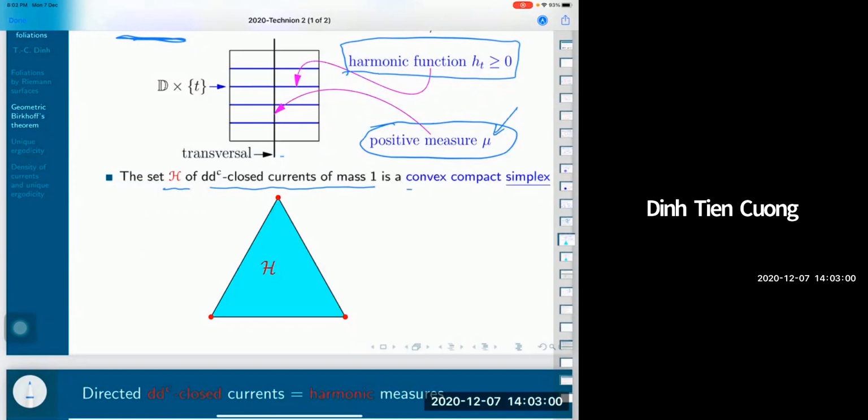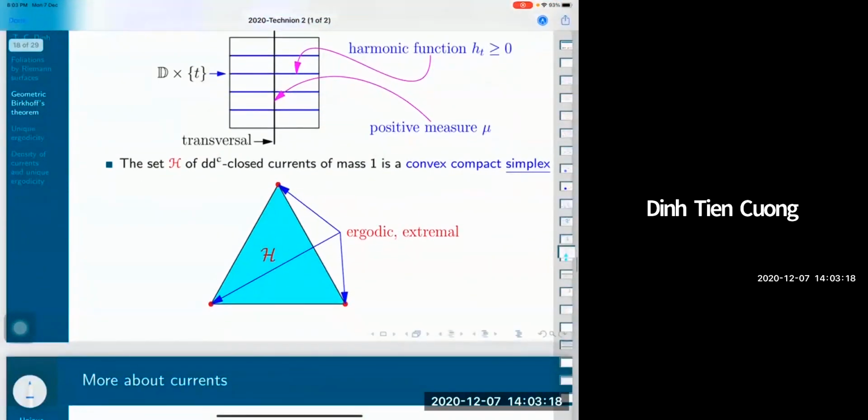And then in this case, you have a convex, compact simplex. So it looks like a triangle like that, but the dimension can be infinite. So we might have a situation where the dimension is infinite. Let me show you another picture. So it looks like a triangle here. So you have some extremal elements, like the vertices of this triangle. They're called ergodic currents, or ergodic measures. It is exactly as in the situation of dynamical systems. So you have invariant measures, and the extremal points are ergodic. So if you take another point, for example here, you can decompose it in terms of ergodic measures in a unique way.